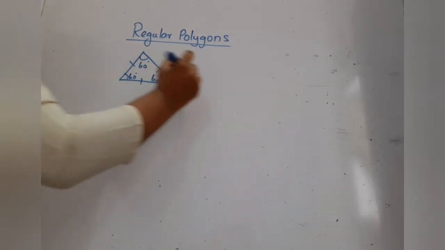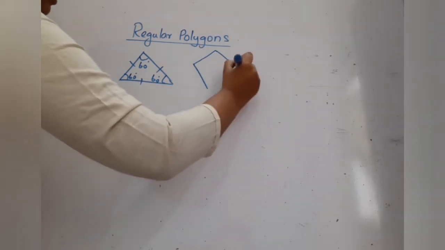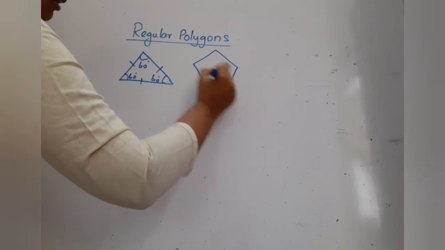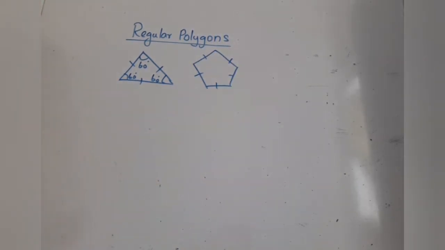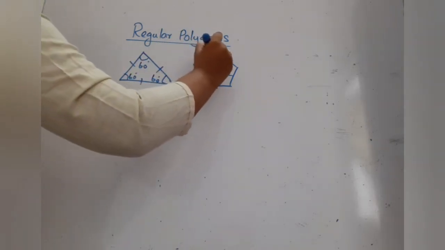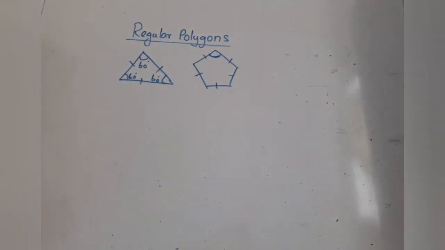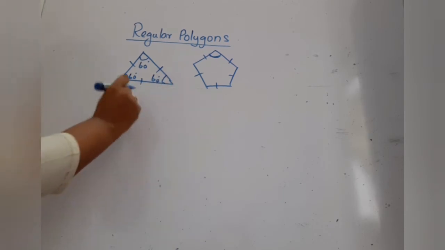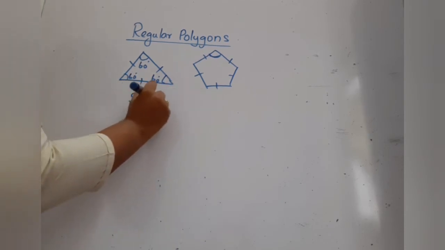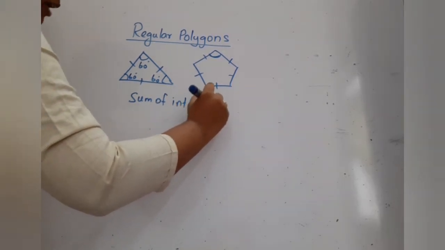Similarly, if you take a regular pentagon, all 5 sides of this pentagon are going to be equal. So now, how do you find the magnitude of one interior angle? In order to do that, first we should find the sum of interior angles of a pentagon. So how do you find it?